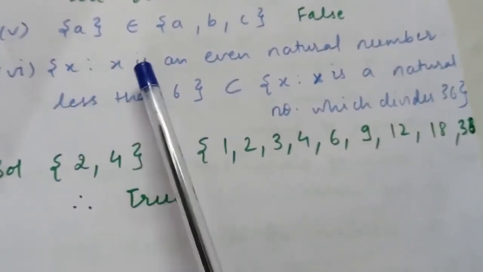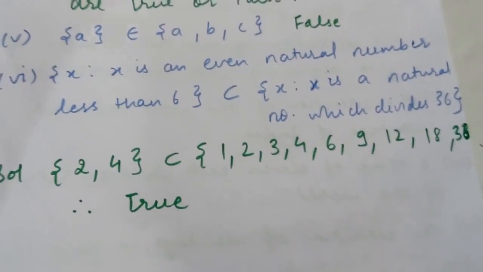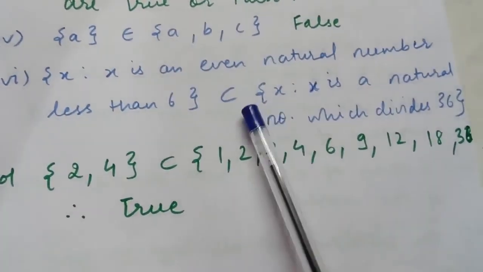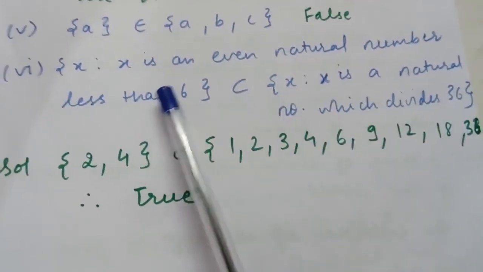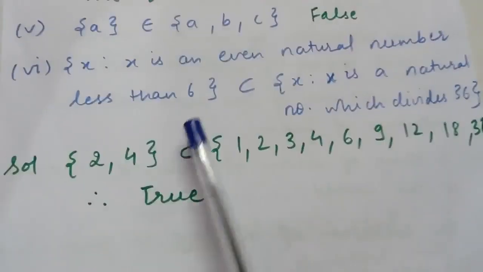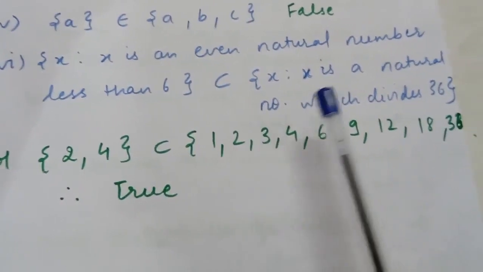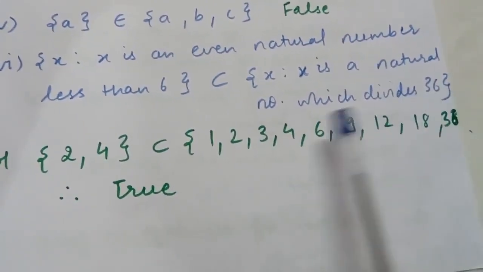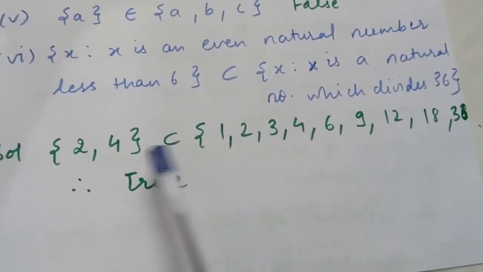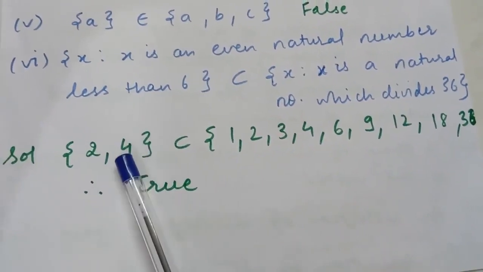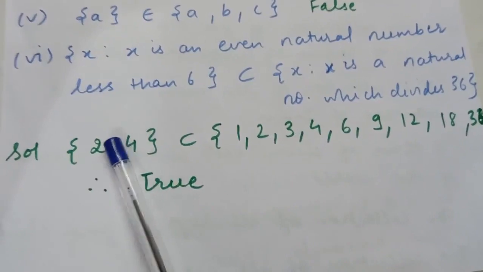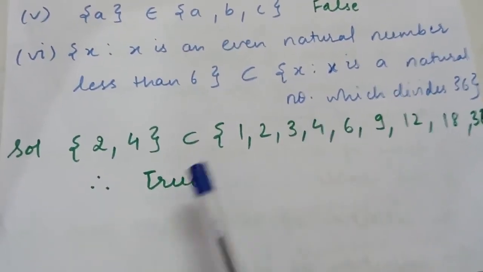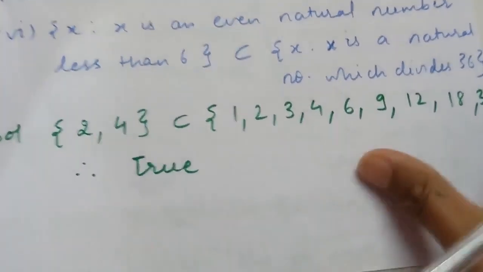Next, the statement: X is an even natural number less than 6 is a subset of X is a natural number which divides 36. The even natural numbers which are less than 6 are 2 and 4, and the natural numbers which divide 36 are these. So we can see 2 and 4, which belong to this set, belong to this set also. So this set is a subset of this set. So the statement is true.